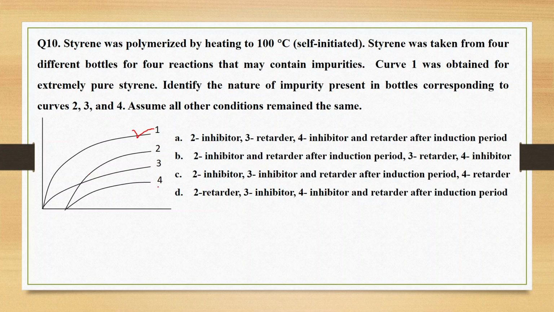Okay, these are the nature of the curves. This is for the pure one. This is for the ones who have impurities, and they have asked us to identify the type of the impurities. So some are saying D, some are saying A.